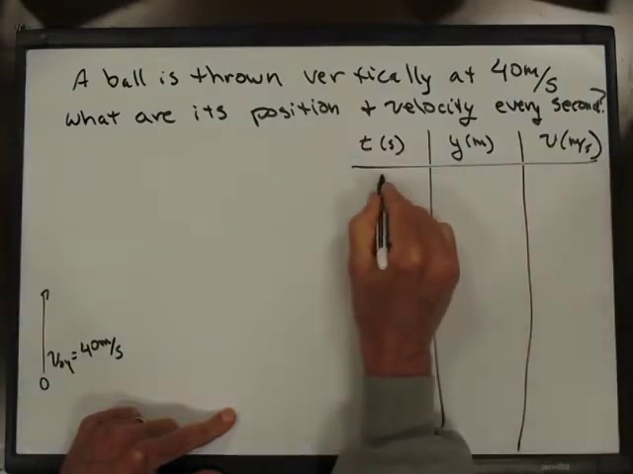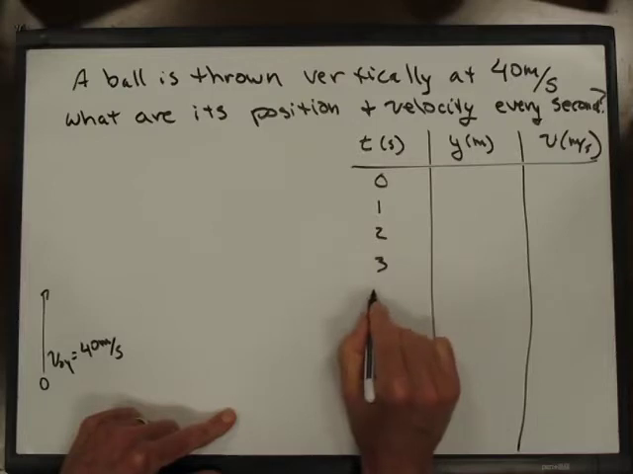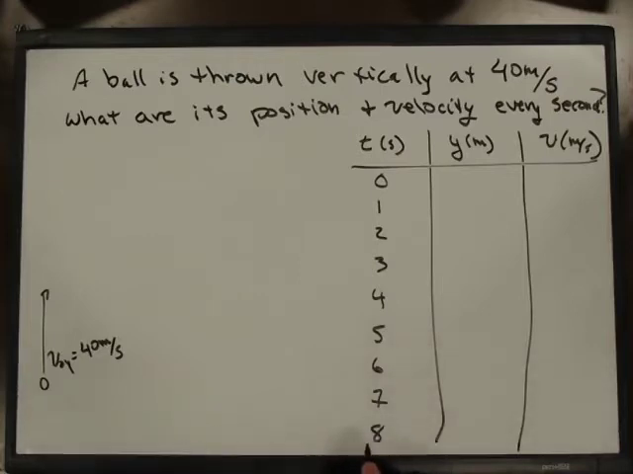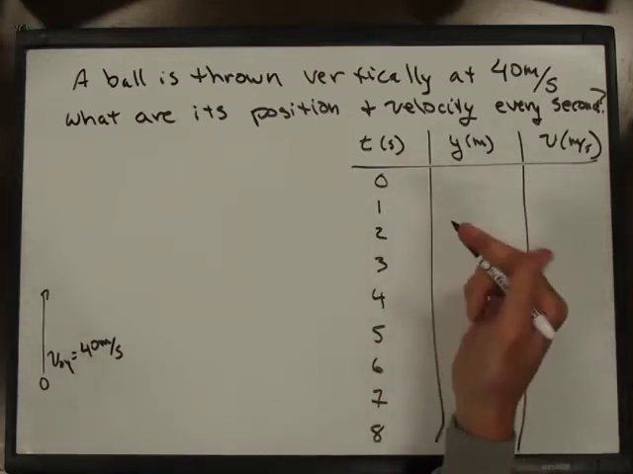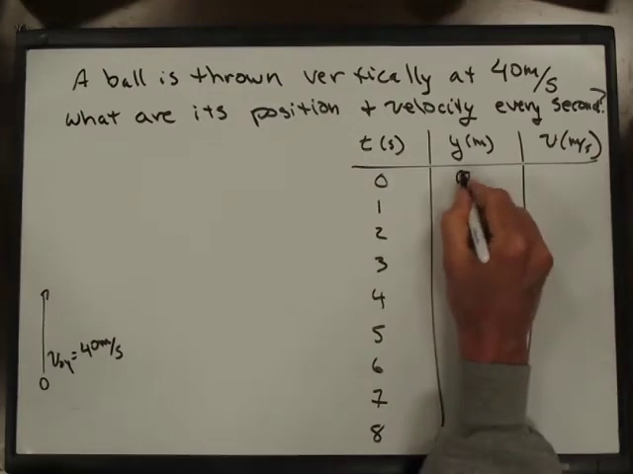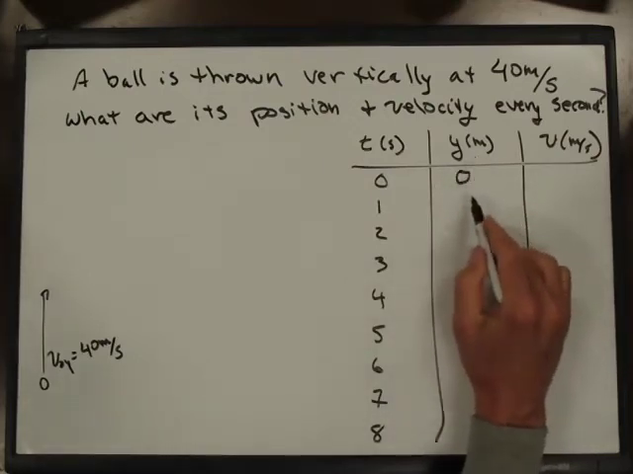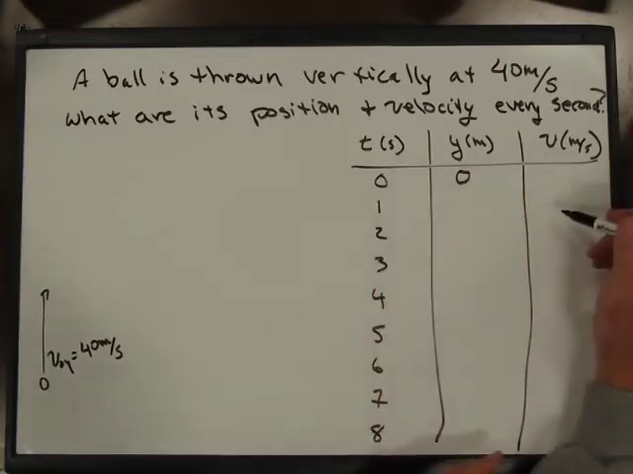And so I'm just going to have 0, 1, 2, 3, 4, 5, 6, 7, 8, something like that. Right. And so it's thrown vertically, and so at t equals 0, that's the instant it leaves my hand, say, and we're going to call that its initial height is 0. Right? I'm not going to put the units in the columns because the units are all indicated at the top, right? Well, what's its initial velocity?